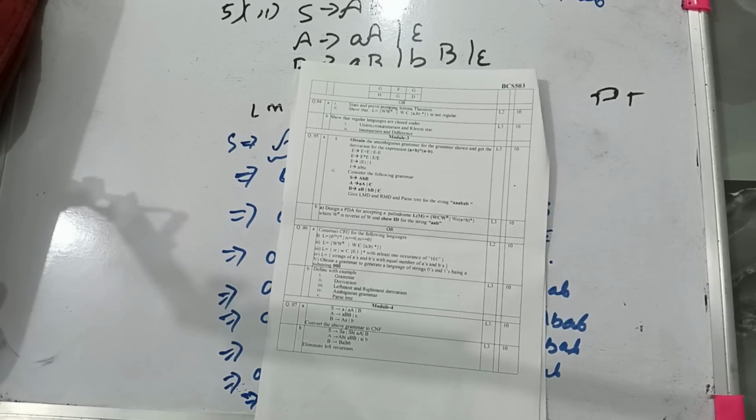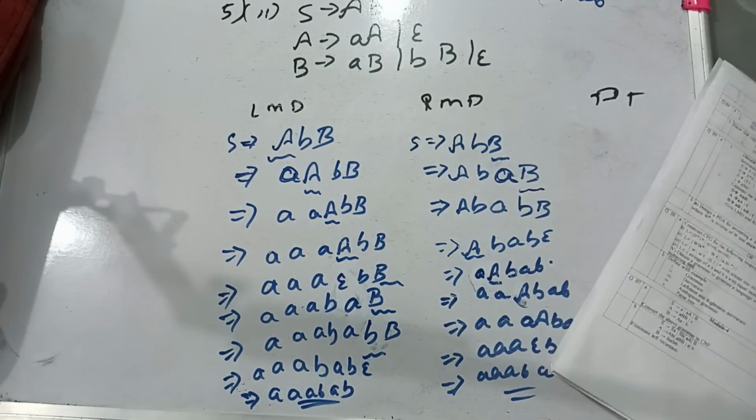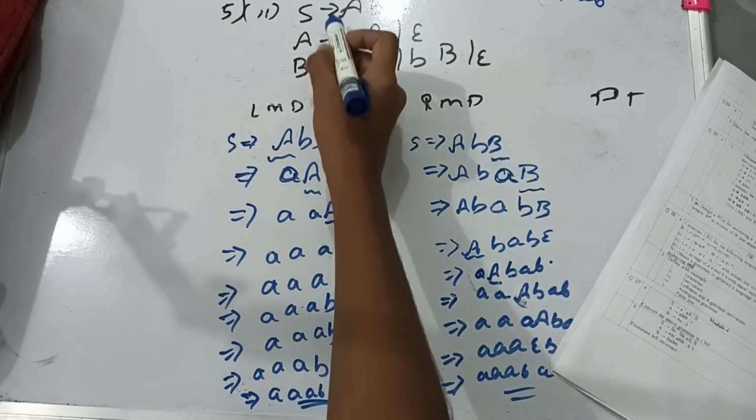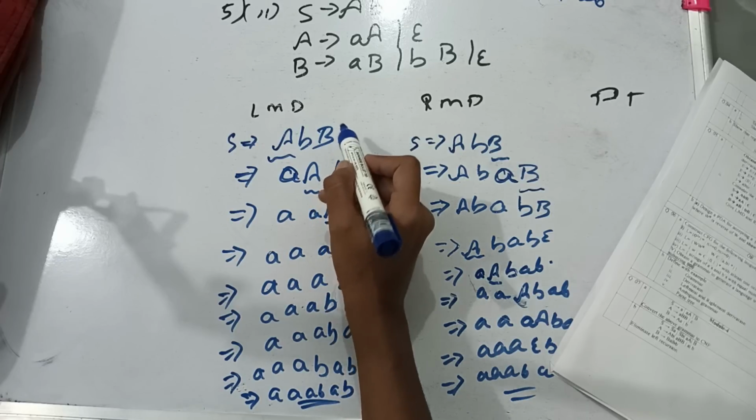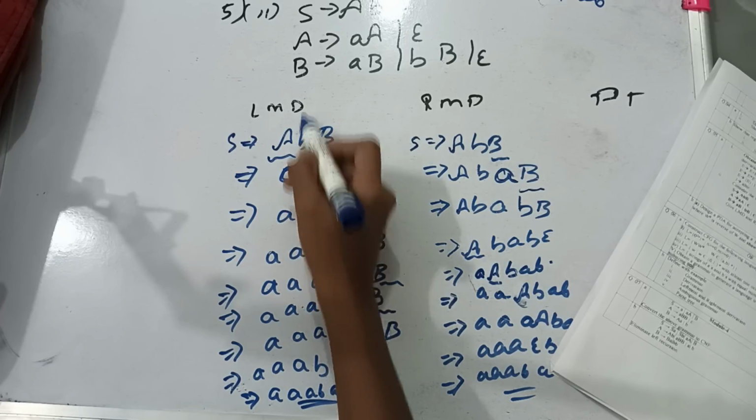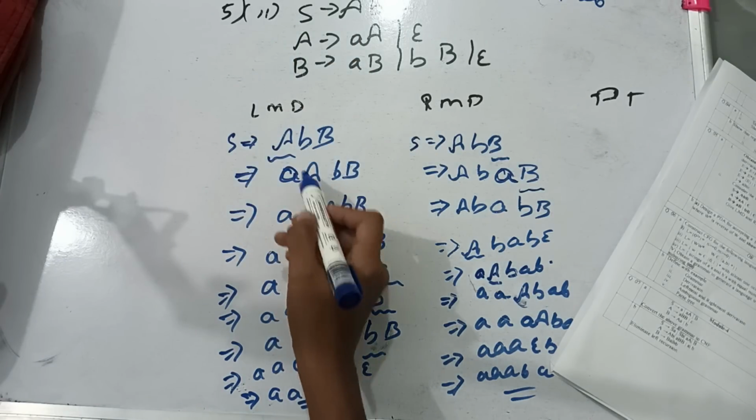Next one is 5b. For the given grammar, obtain LMD, RMD and parse tree. This is an easy one. In the case of a leftmost derivation, start from the initial state and write ABB. And one more thing, you need to start from the start state only.